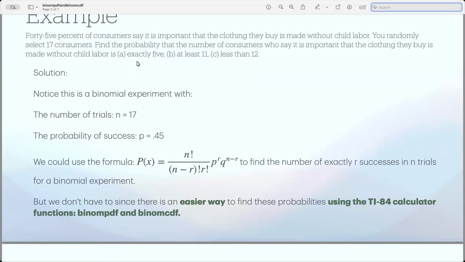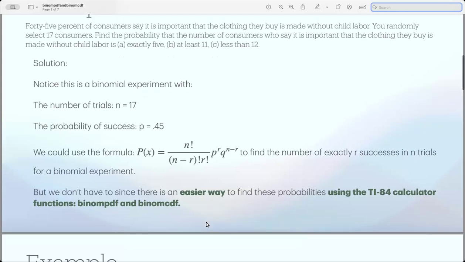To answer part A, we could use the formula to find the probability of getting exactly r successes, in this case, exactly 5 successes. This formula would give us that probability, but we don't have to use this formula, since there's an easier way to find these probabilities using the TI-84 calculator functions. We have the BinomialPDF and the BinomCDF functions.